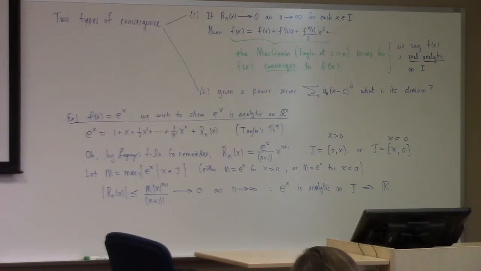So what's the example? What's the cautionary example? Why does this even matter?